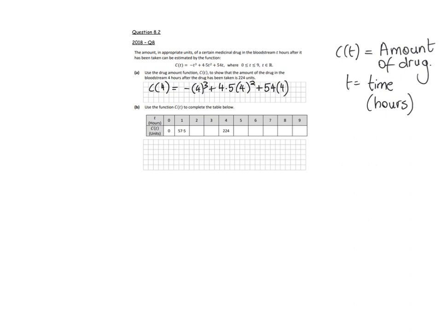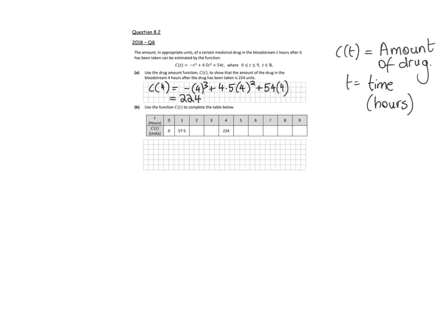Now, when we put that into our calculator, we are going to get an answer of 224. So it's correct, and we know that we're right. The second question then says, use the function C(t) to complete the following table. So again, what you're going to have to do is sub in t as 2, 3, 5, 6, 7, 8, and 9 to figure out what the C(t) values are.